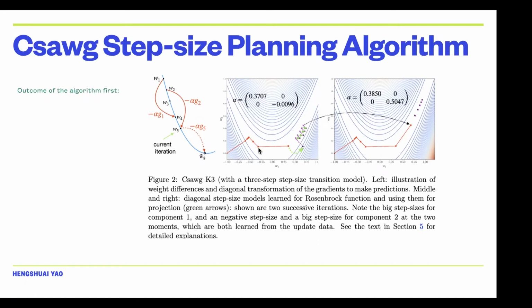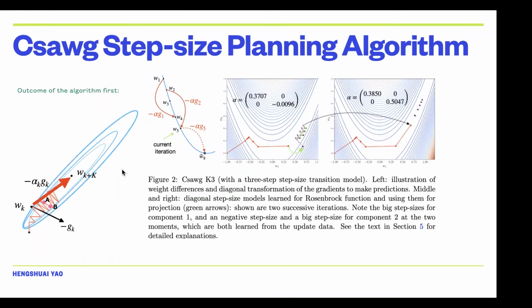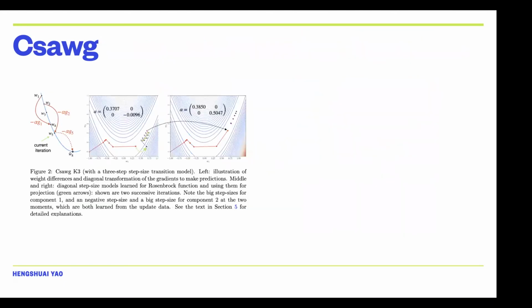And these solid red lines are produced by the planning step. Basically, it's collecting the data from the zigzag, learning a diagonal step size from the data, and projecting the current gradient to the future from WK. I promise you, you're going to understand this better. So Chug is the algorithm. How does it achieve this behavior?